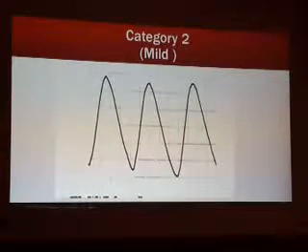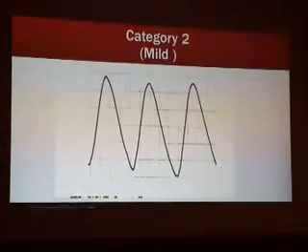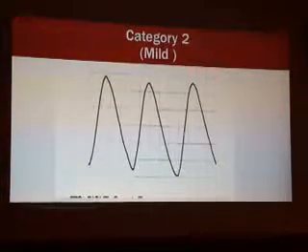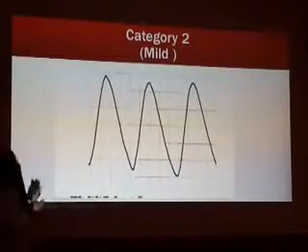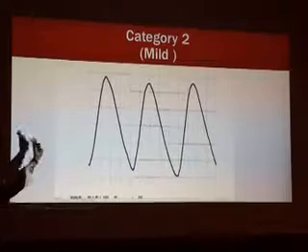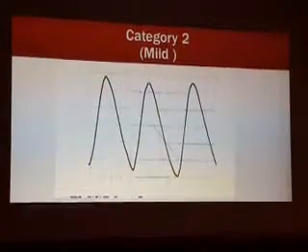Category 2 represents the mild disease. When it is mild disease, there is some stenosis, not obstruction. There's maybe some intimal thickness. There's some calcification. You will get this waveform. You will see a sharp systolic peak, but the notch is absent. So this is category 2, which represents mild arterial disease.